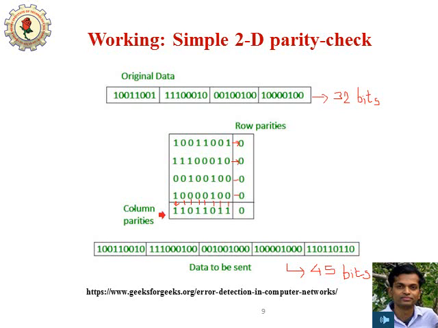Now coming to the first column, we have 3 ones in the first column, so to make it even we need 1, and so on and so forth. Now we have the row parities and column parities, and one more bit we'll discuss in the next slide.